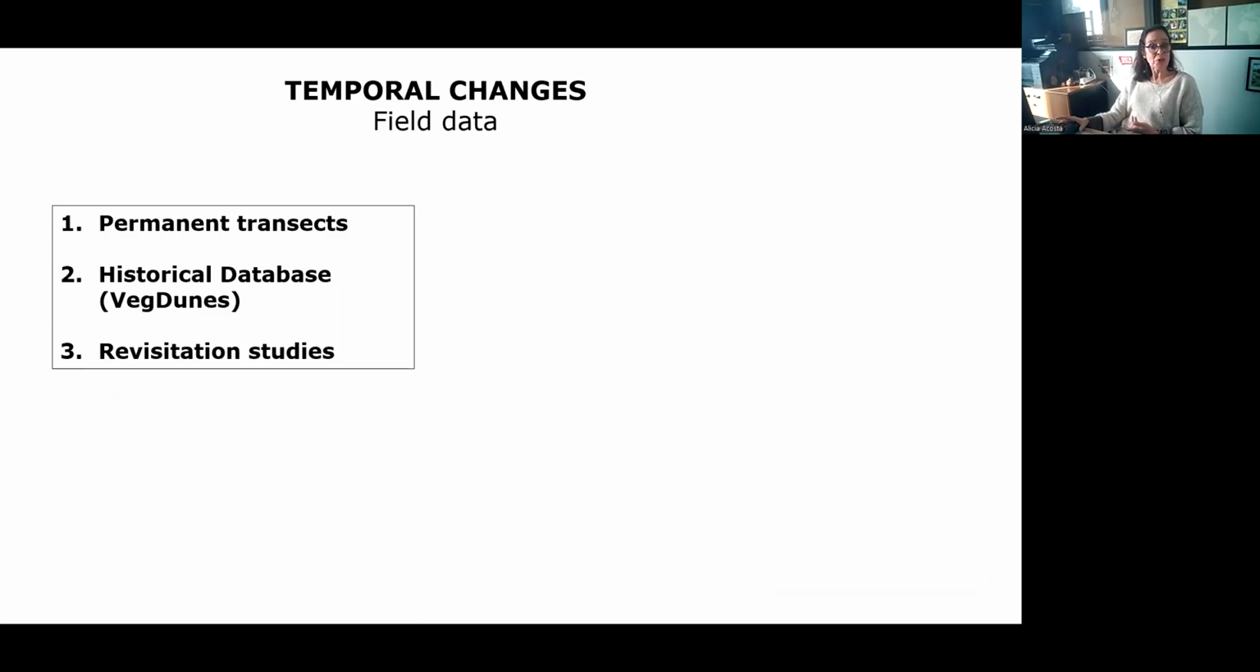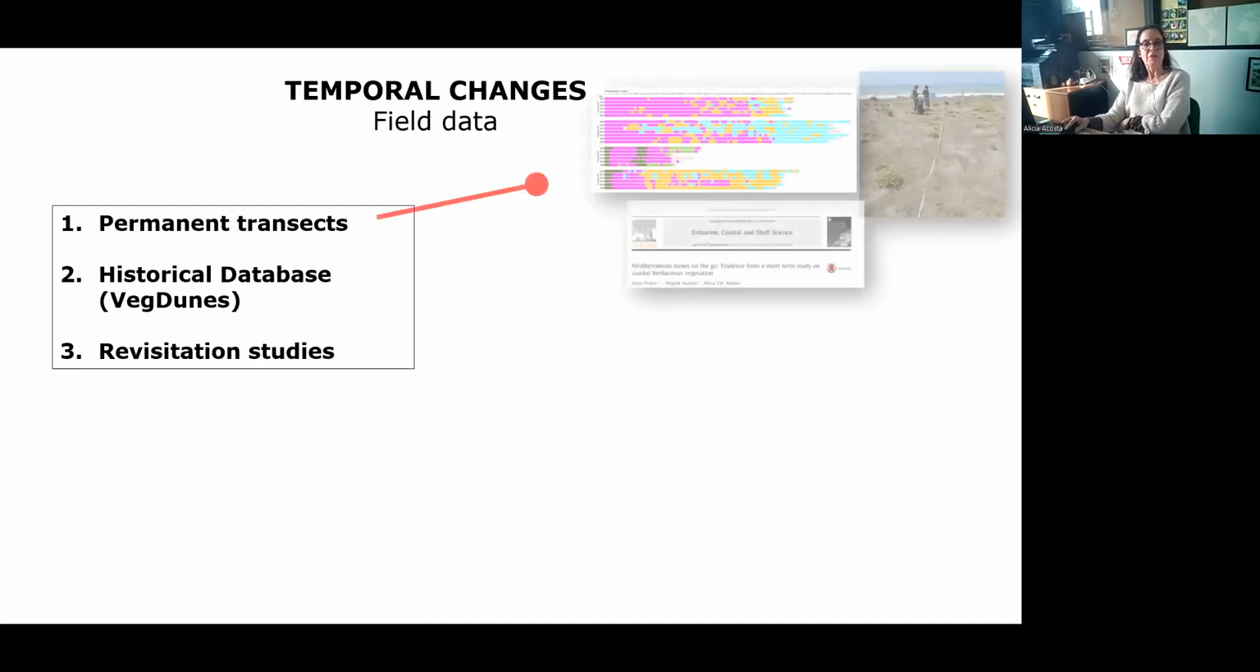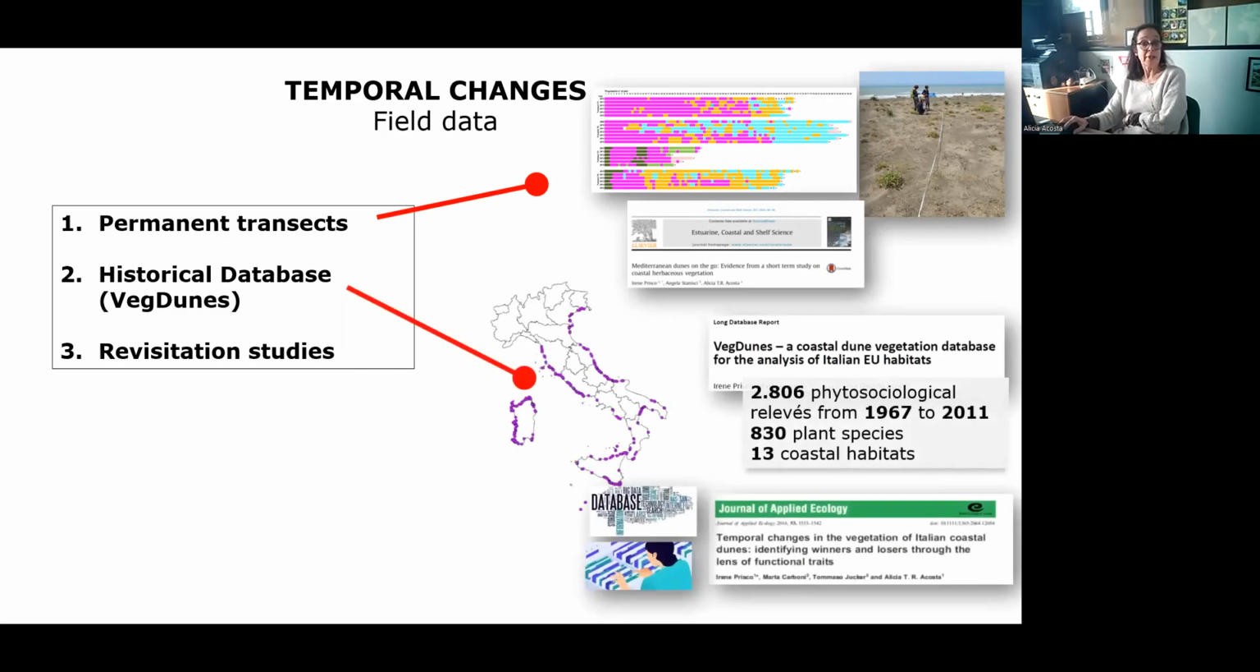Well, we also use field data to analyze temporal changes, but with different approaches. First, permanent plots. In our case, permanent transects: from 2010, we've been monitoring coastal communities using belt transects. These transects belong to the European Long-Term Ecological Research network. And we also use historical data, phytosociological relevés performed in the past since the 60s and included in a national vegetation database, we call it VEC Dunes, with almost 3,000 relevés.